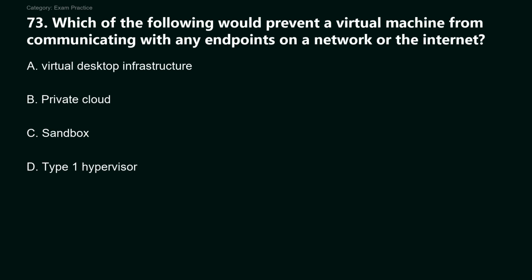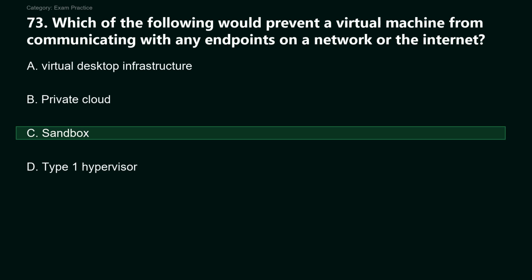Question 73. Which of the following would prevent a virtual machine from communicating with any endpoints on a network or the internet? Option A, virtual desktop infrastructure. Option B, private cloud. Option C, sandbox. Option D, type 1 hypervisor. The correct answer is option C, sandbox.